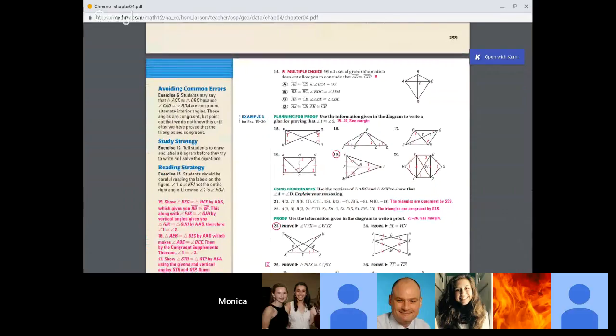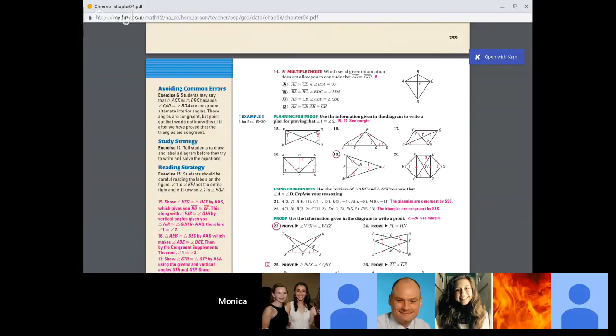Okay. So when we look at 14, which set of given information does not allow you to conclude that AD is congruent to CD? So if we look at AE is congruent to CE, we're trying to prove that these are congruent, right? AE is congruent to CE, and the measure of BEA is 90 degrees.